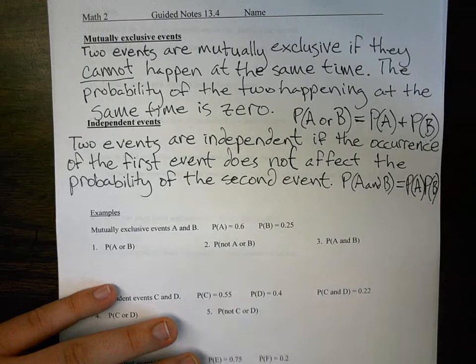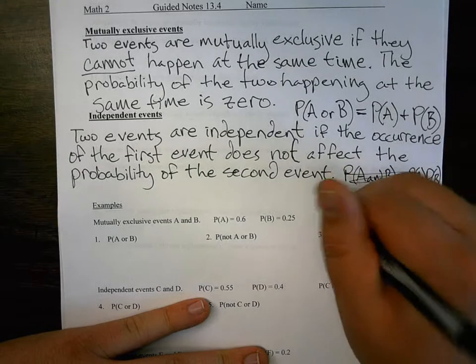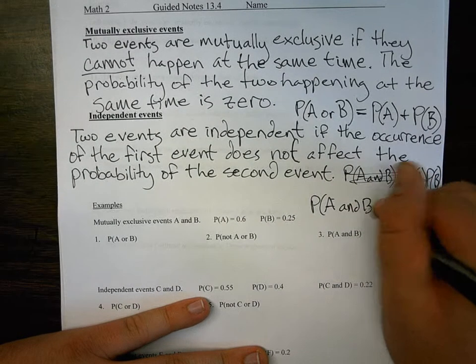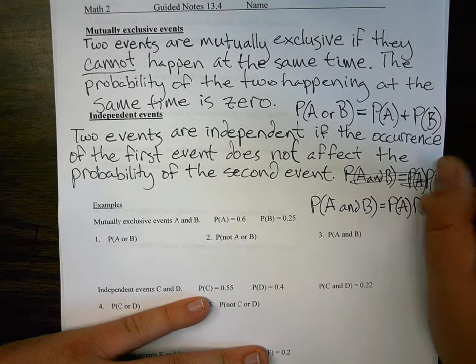Sorry, it's a little squished. I'll rewrite that down here. So the probability of A and B is the probability of A times the probability of B.